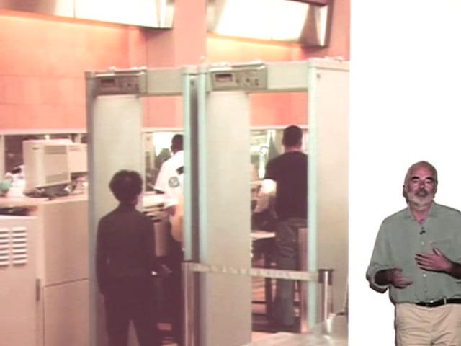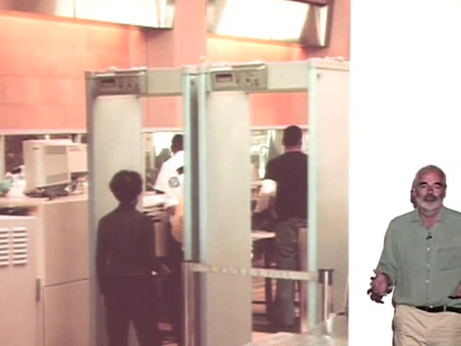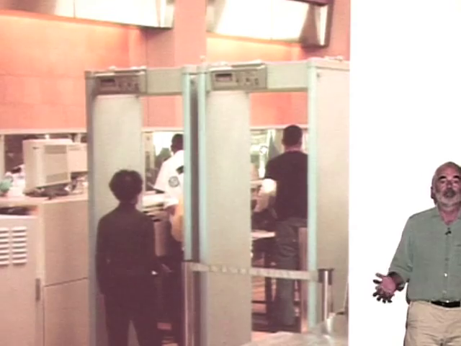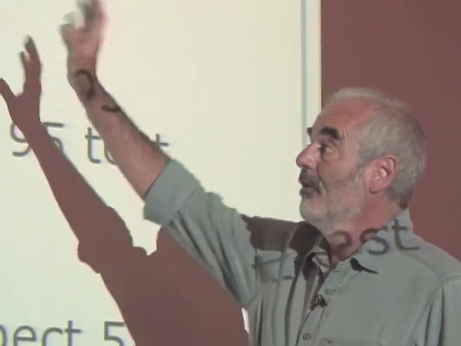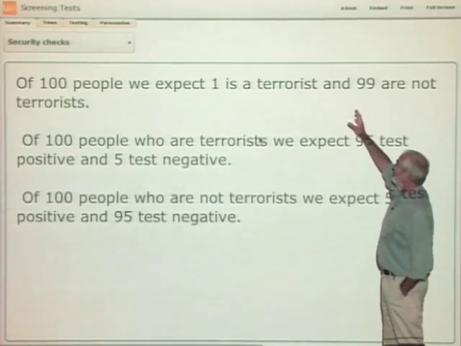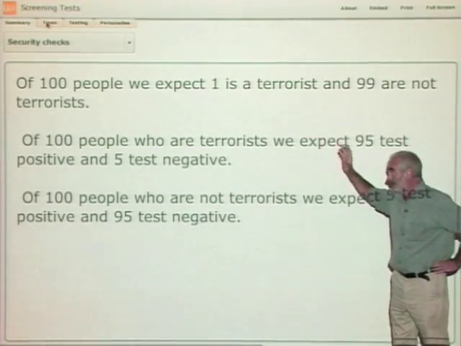So they come out one at a time and they all say, I'm not a terrorist, but eventually the machine goes ping and says this person's lying. What's the chance you've caught the terrorist? Okay, we need to look at this mathematically. We've got 100 people and we expect one to be a terrorist and 99 are not terrorists.